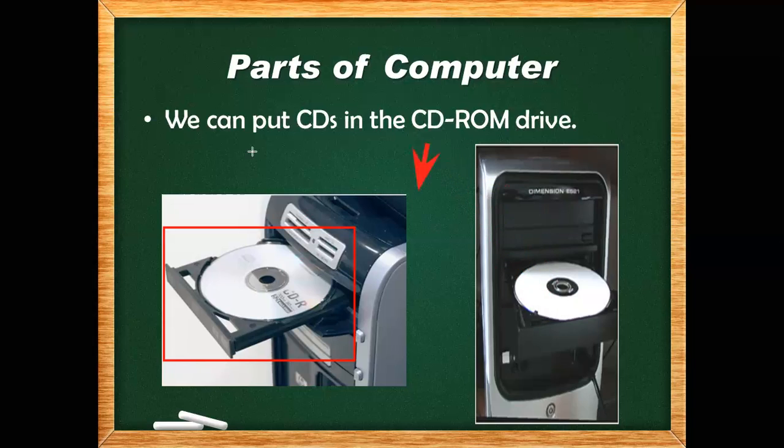So in this way, we put the CD in the CD-ROM drive. CD-ROM drive will run the CD. So when we first press the small button, the tray comes out. And when the tray comes out, we put the CD on it. And when we put the CD on it, we press the small button again, and the tray goes inside the system unit with the CD. So in that way, we can put CD in the CD-ROM drive.